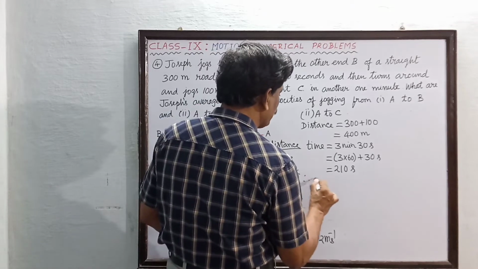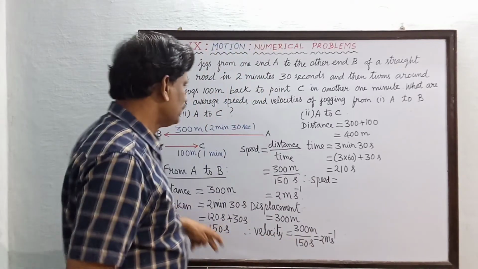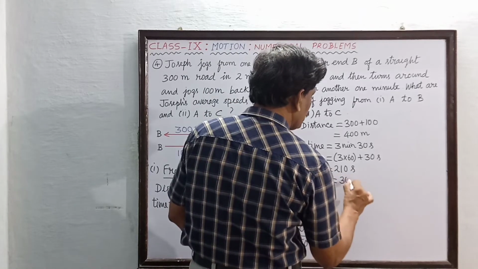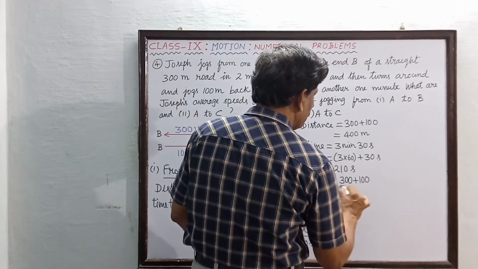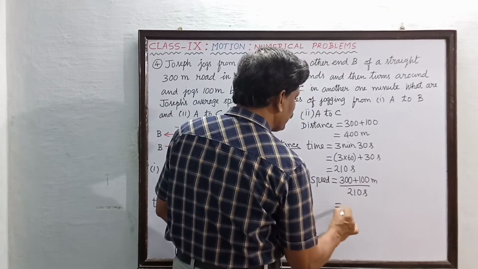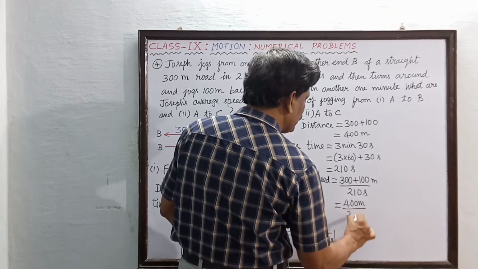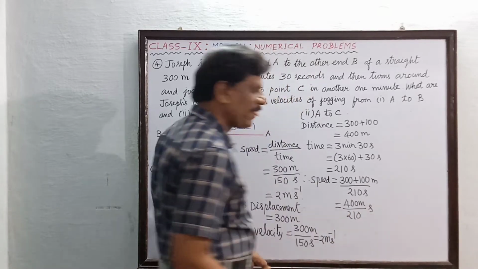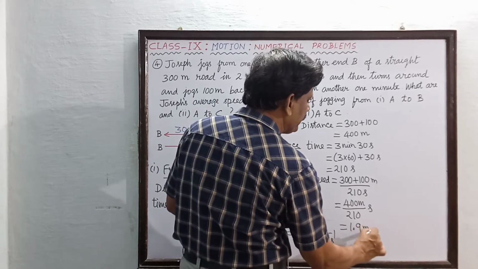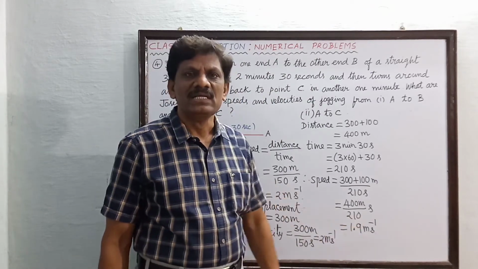Therefore, now speed is equal to total distance by total time taken. The total distance this time is 300 plus 100, which is 400. So this is equal to 300 plus 100 divided by 210 seconds. So this is equal to 400 meter divided by 210 second. So this is found to be equal to 1.9 meters per second. Understand? 1.9 meter per second.